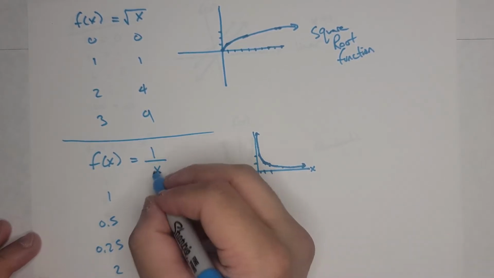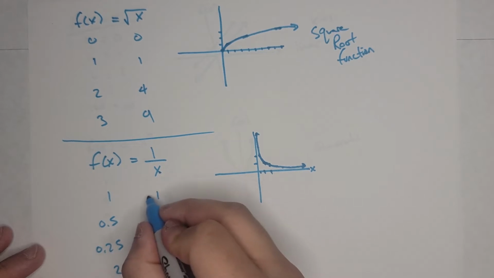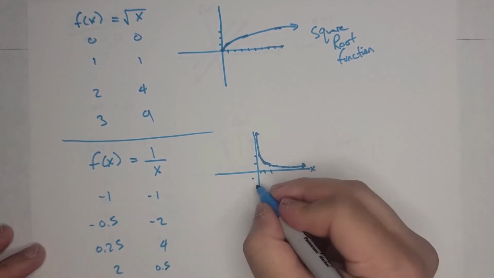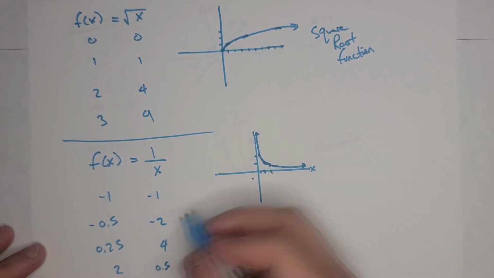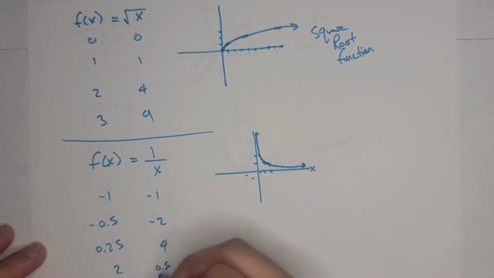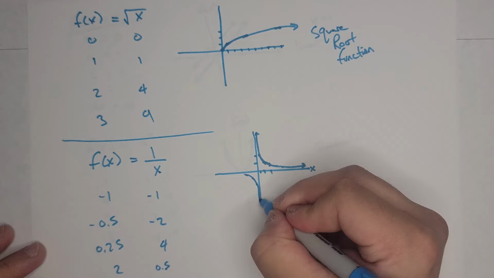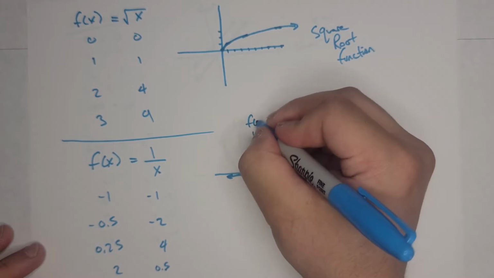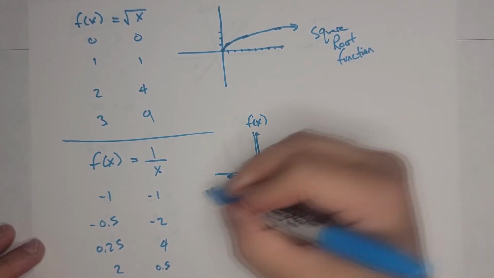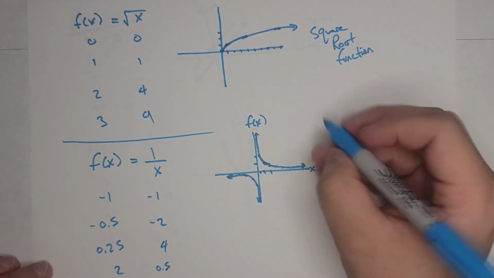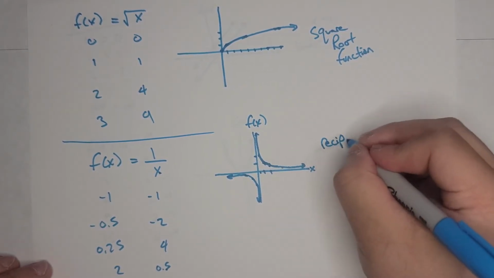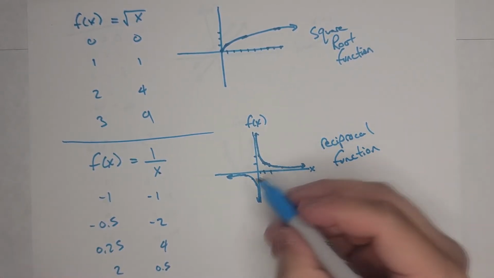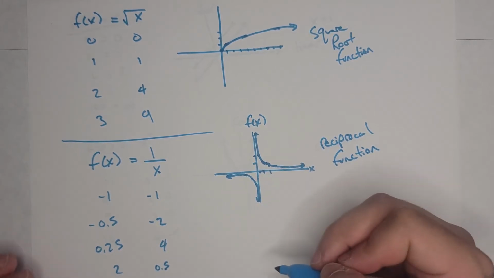However, if I was to plug in negative numbers here instead, say I put this negative number here, I'd get a negative. That'd be here. Same with this. Negative 2 would be negative 0.5. Same with that. That should not be touching, but just pretend it doesn't. So this is what our reciprocal function looks like. It gets really close to it but never touches it.